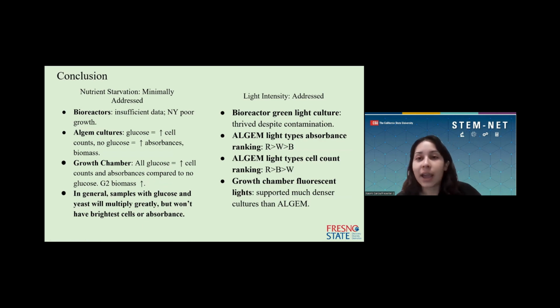In terms of lighting intensity, the algem bioreactors, the CV inside did seem to have an affinity for the red lighting conditions, but in terms of growth in general, all of the CV in the growth chamber exposed to fluorescent lighting did support much denser cultures than any of the algem lighting conditions. So that's something to look forward to in the future.